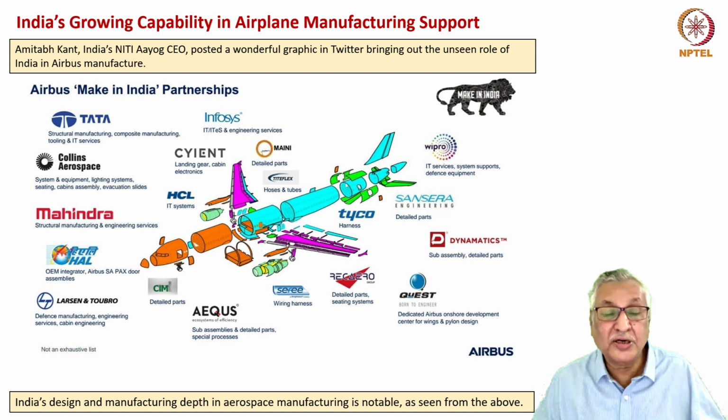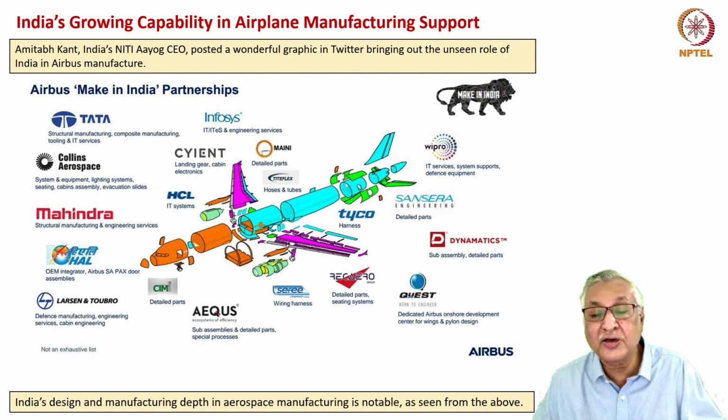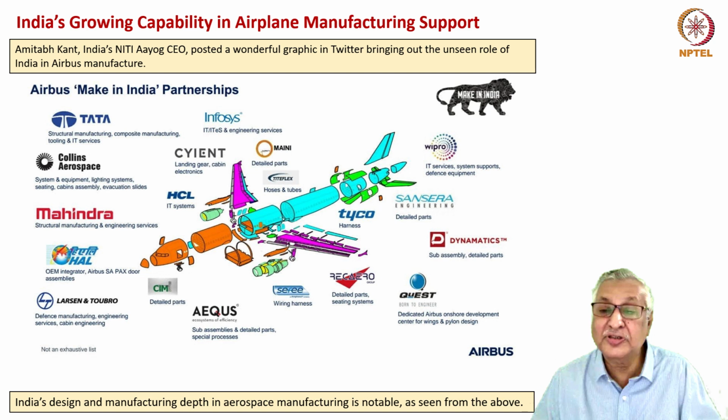Simi does detailed parts. Equus does subassemblies and detailed parts. Seri does wiring harness. Recaro does detailed parts and seating systems. Quest provides dedicated Airbus onshore development center for wings and pylon design. Dynamatics carries out subassembly and detailed parts. Sansera Engineering provides detailed parts. Tyco provides the harness. Wipro provides IT services, system supports, defense equipment.